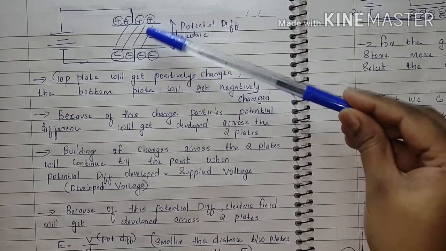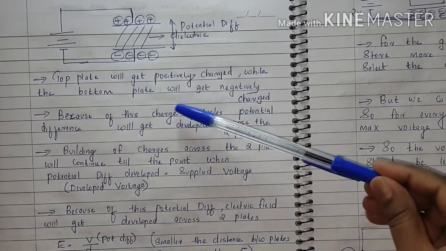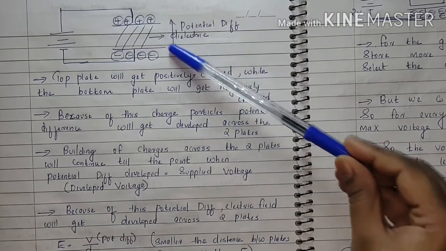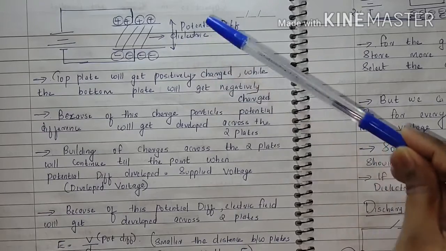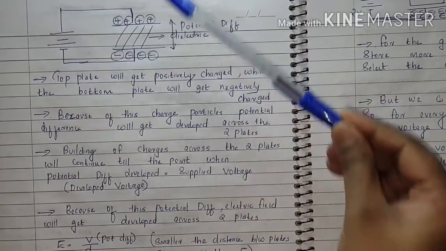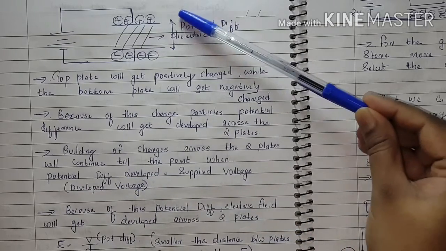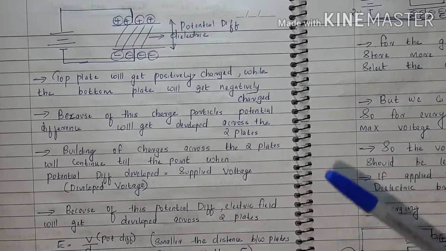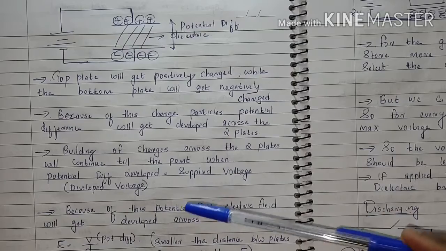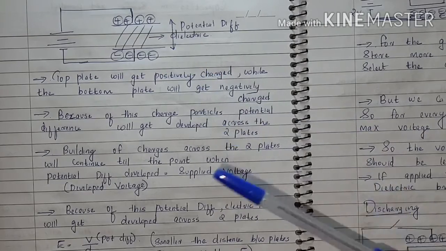And because of these charged particles, a potential difference will get developed across the two plates. Building of charges across the two plates will continue till the point when the potential difference developed, also called developed voltage, becomes equal to the voltage that we supply, which is called supplied voltage. And because of the potential difference, an electric field will get developed across the two plates. Thus, in this way, the capacitor stores energy in the form of electric field.